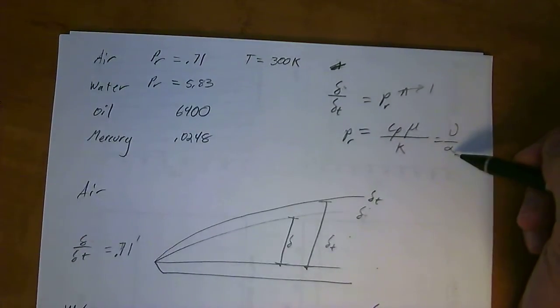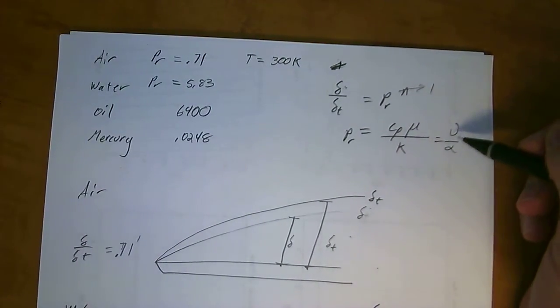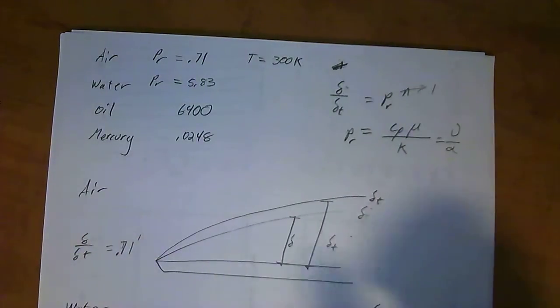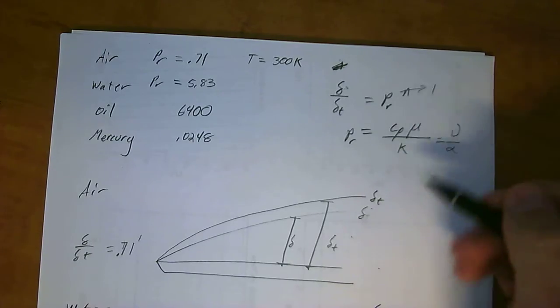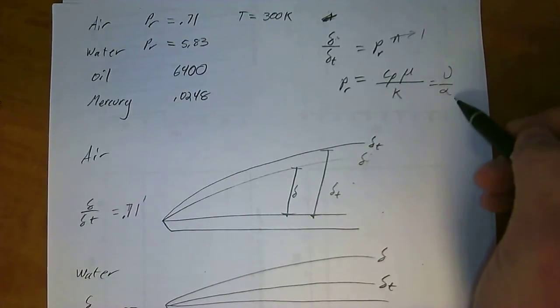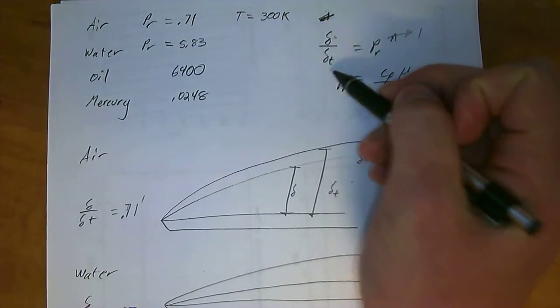So its ability to move heat as compared to its ability to move velocity, or move through something. That's how you can kind of see that relation. And this ratio right here, this is a heat ratio, this is a velocity ratio, this is a velocity ratio, this is a heat ratio. So you can see how that can match up.